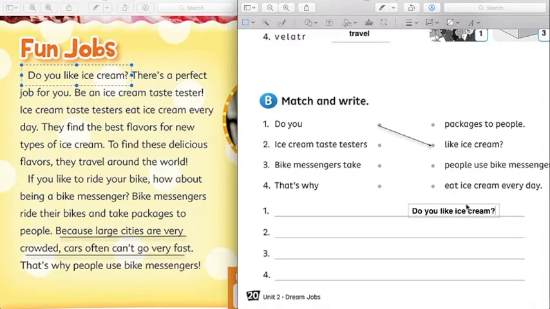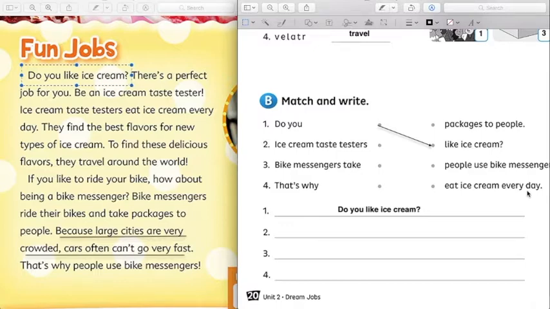Question mark, because it is a question. So let's go ahead and write that there. Do you like ice cream? Good job. Next one, ice cream taste testers. Package to people. People use bike messengers, or ice cream taste testers eat ice cream every day.